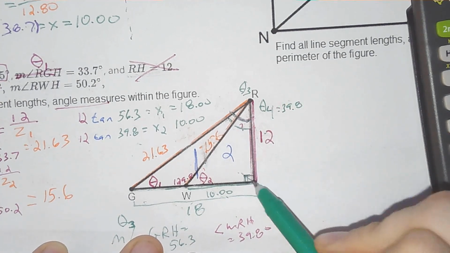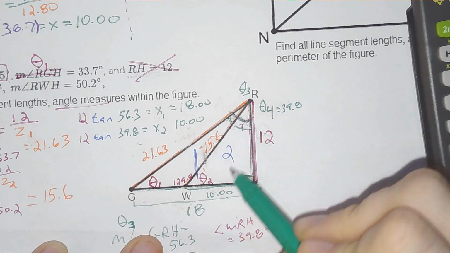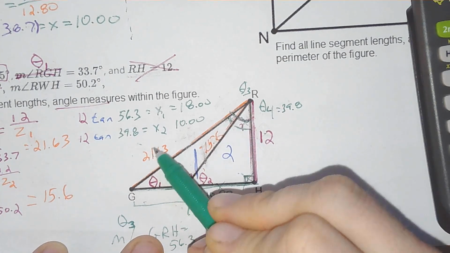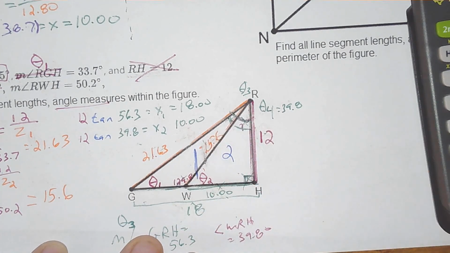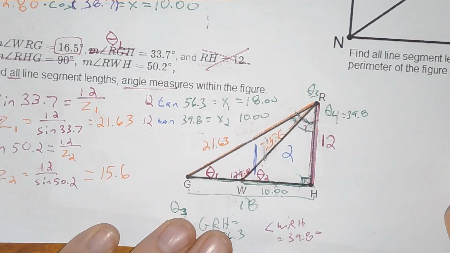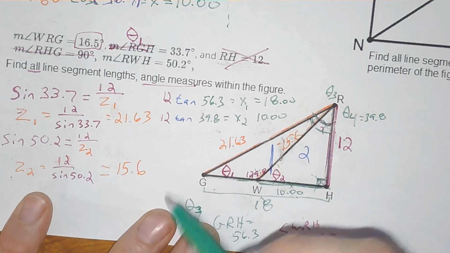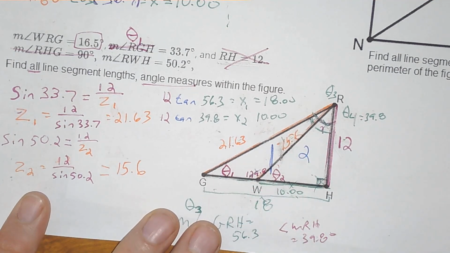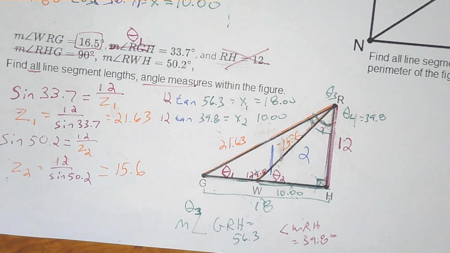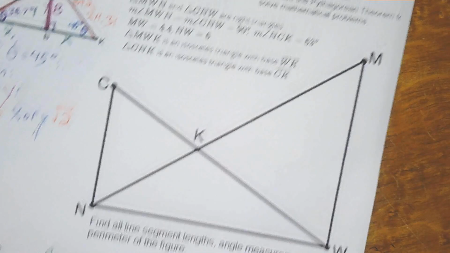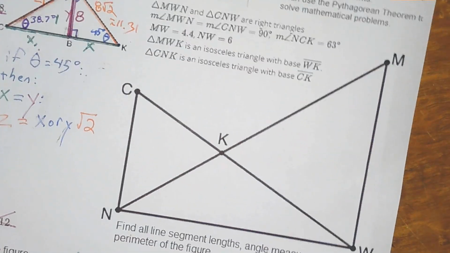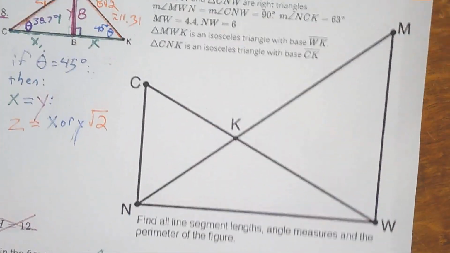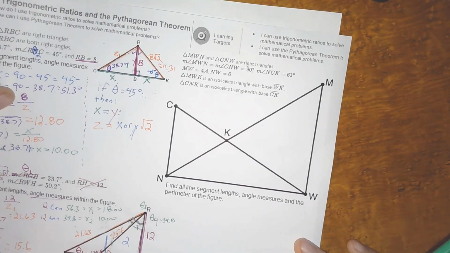We figured that angle out. We figured this angle out. We figured out that length, that length, that length, and that angle. Yeah, we got everything on that one. So that's the power of trigonometry and these ratios. And we didn't have to use the Pythagorean theorem yet. So we'll leave this one to you guys. We'll see if you can figure this one out for yourself. That'll be the you-try-it type of thing.